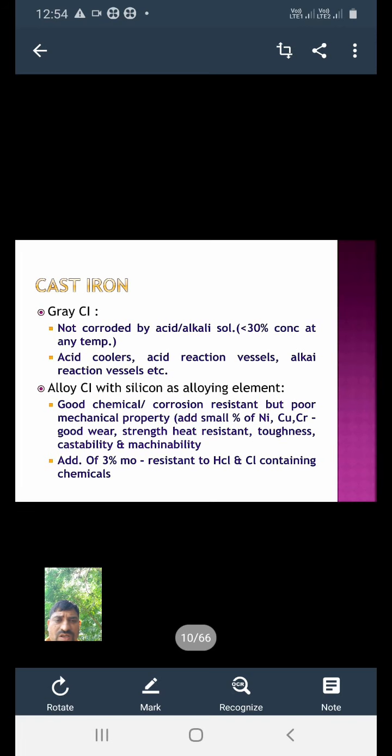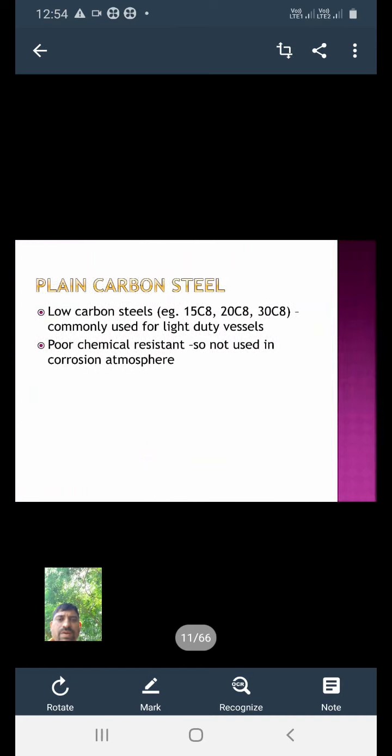They have good properties at all temperatures: good strength, heat resistance, toughness, castability and machinability. Adding up to 3% Mo gives resistance to HCl and chlorine-containing chemicals. Remember that when you need that type of property, you should use alloy cast iron with silicon as the alloying element.